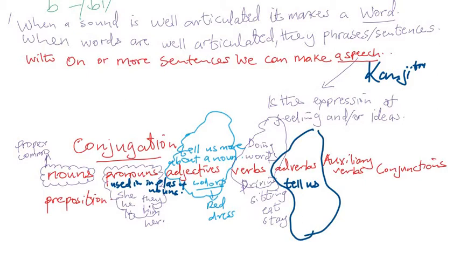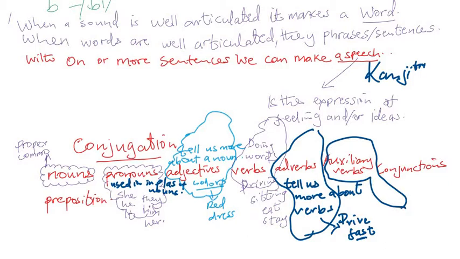Adverbs tell us more about verbs. Example, drive fast. This is an adverb because it tells us how fast you are driving. It modifies the verb. It tells us something more about the verb we just said. And then we have the auxiliary verb, which at this stage we will only talk about the be verb, which includes is, are, and am.